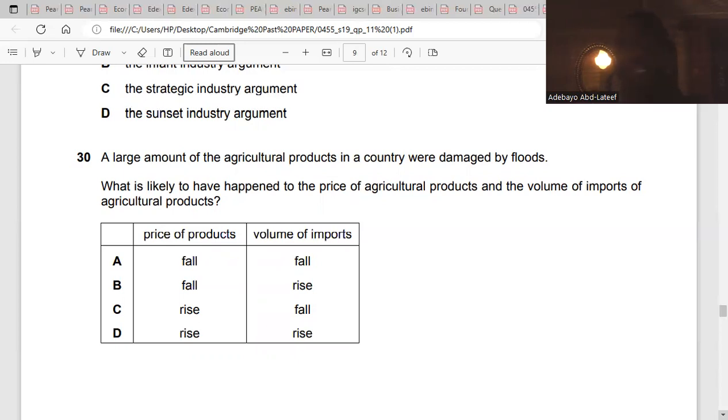That means what happens when there is shortage of supply? Prices will rise. So the price of products will rise. And at the same time, it won't be enough in terms of demand, so they would need to import more. So that means the price of products will rise and the volume of imports will also rise. So the answer is D. Is it clear? So that's all about paper 1.